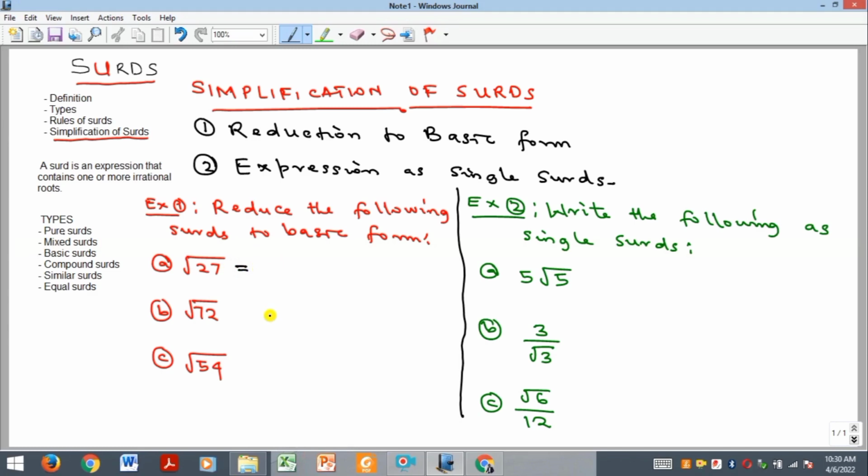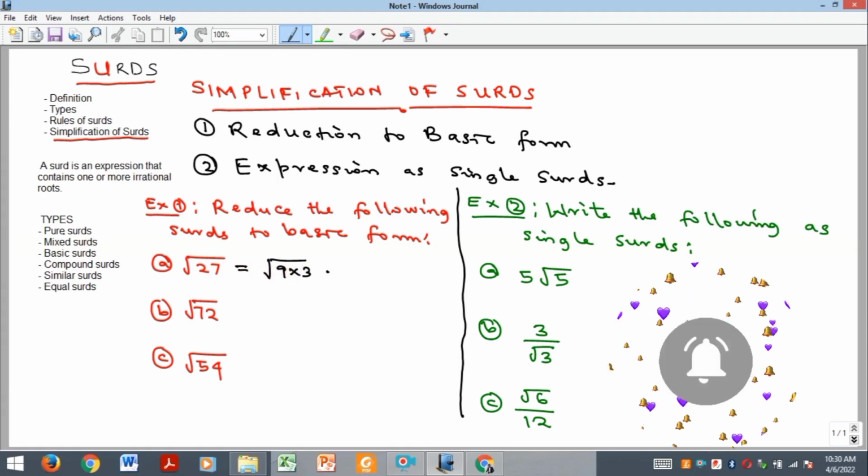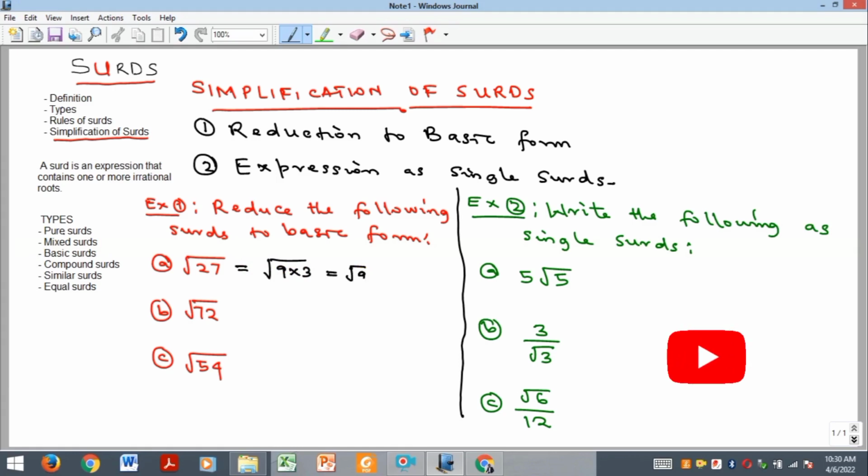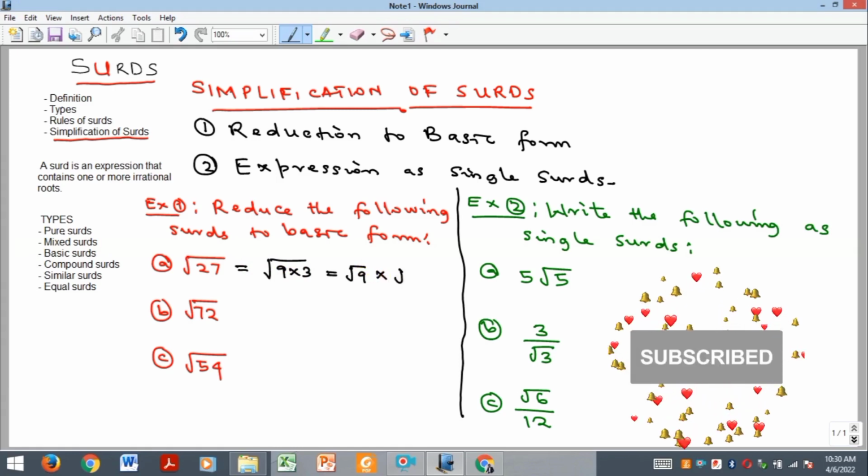Remember I said that a basic surd, a compound surd, is a surd that you can express its radicand as a multiple of a perfect square. So that's what is going to guide us here. So we are going to look for the perfect square contained in this number. And so is there any perfect square in 27? Yes, that is 9. So I have 9 times 3 now will give me 27. And by rule of surd, I can split this into root 9 times root 3.